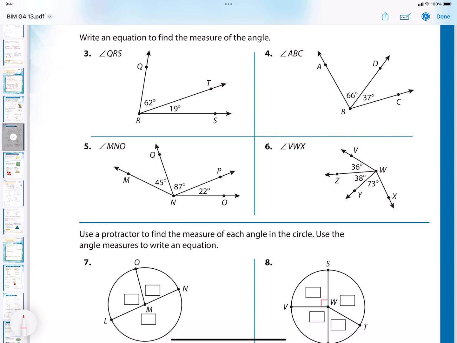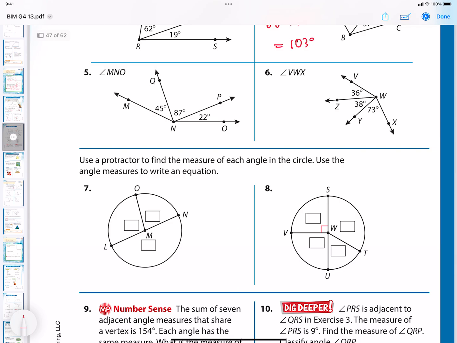Now let's find out angle QRS, which is what? 62 plus 19 degrees, which is what? 81 degrees. Now number 4, angle ABC: 66 degrees plus 37 degrees, which is what? 103 degrees.